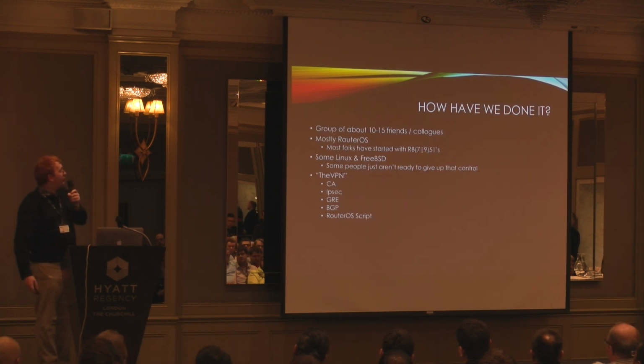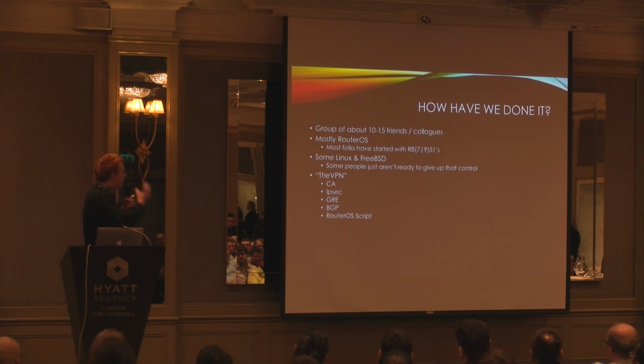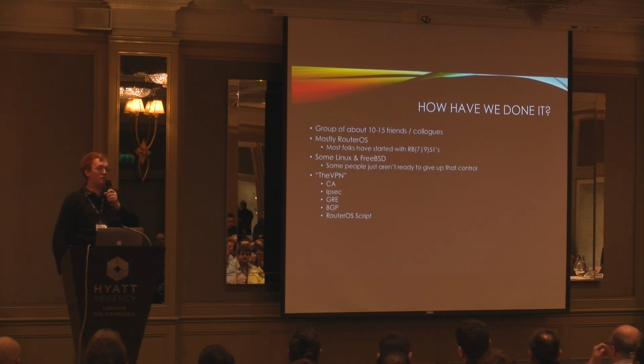So how have we actually done it? As I say, there's a group of about 10 to 15 of us. Most of us are using RouterOS. Majority started with a 751 or a 951. A couple of people have come late to the game and gone 3011s immediately. There's some people using Linux or FreeBSD. There's a couple of them that just aren't willing to let control go of their operating system. They want everything down to the last detail to be controlled.